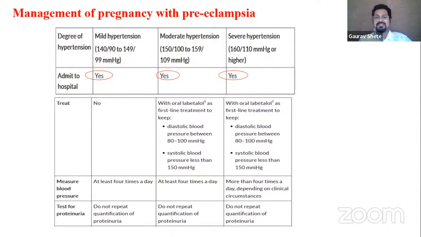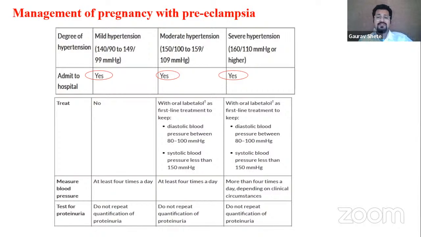If the symptoms are still there, you have to terminate the pregnancy, give corticosteroids for the fetal lung maturity, and deliver the baby. Usually it is said for severe preeclampsia, 34 weeks is the limit. For mild preeclampsia, 37 weeks is the limit.